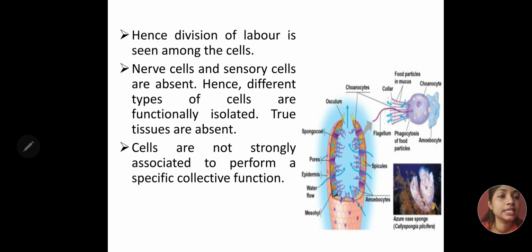Here in this image you can see the single cell which is getting differentiated into choanocytes, into spicules, amoebocytes, etc. So therefore it is an example for cellular grade of organization.